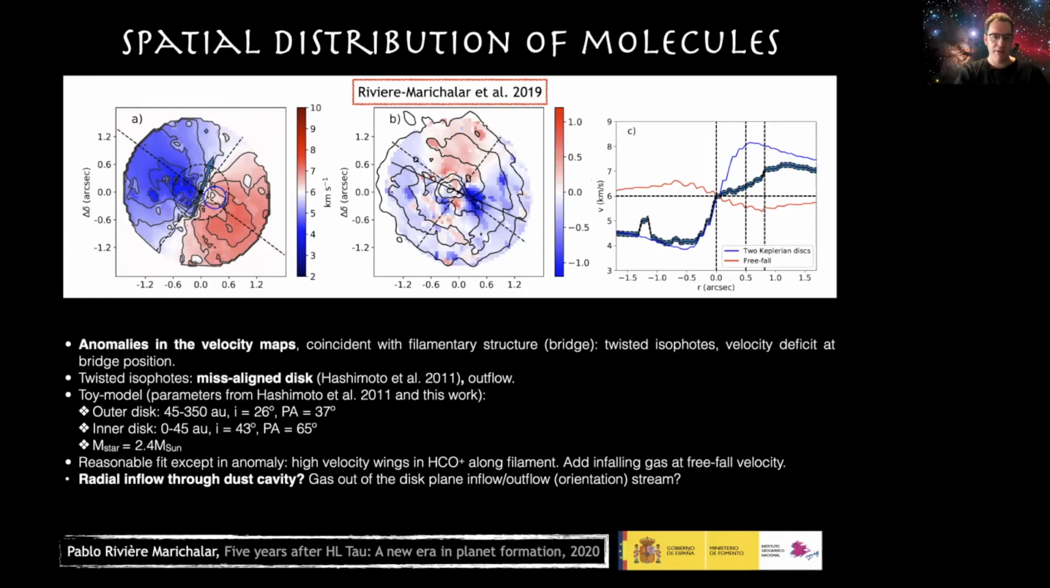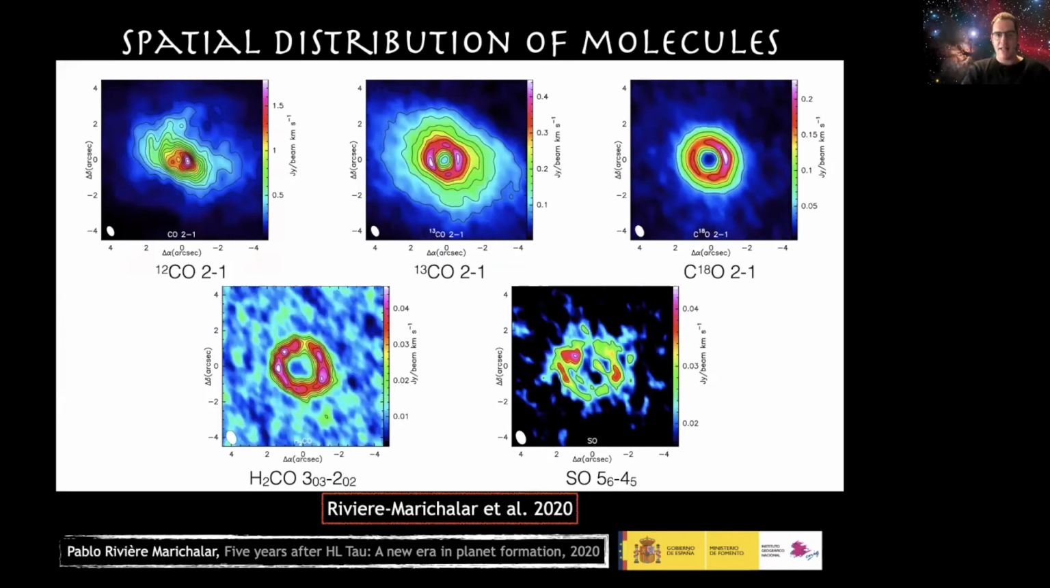This apparently means that we have a radial inflow of material that is connecting the outer disk with an inner disk. And this is a very interesting feature that needs, of course, further research. In this slide, I am showing you the observations by our team. These observations were recently published.